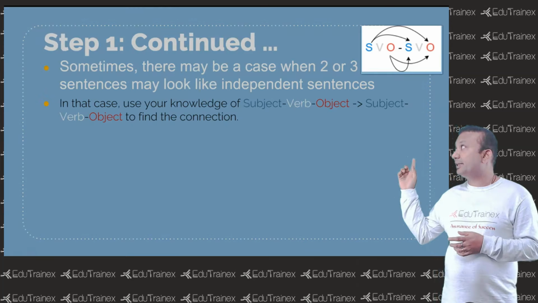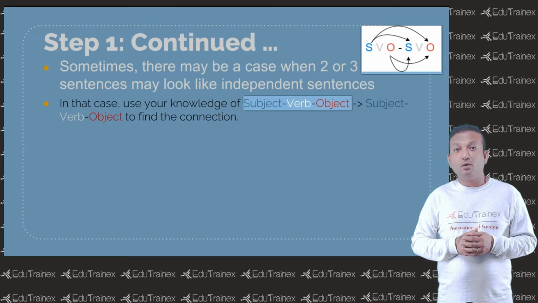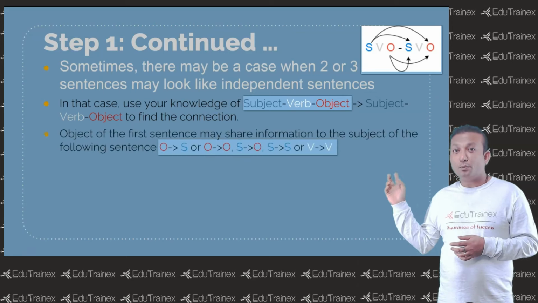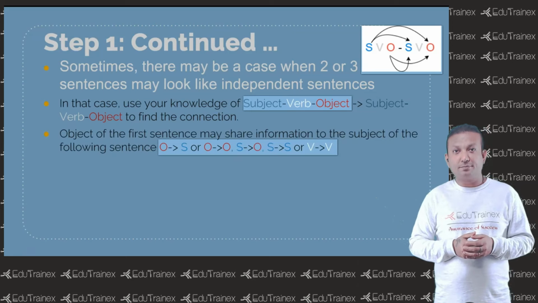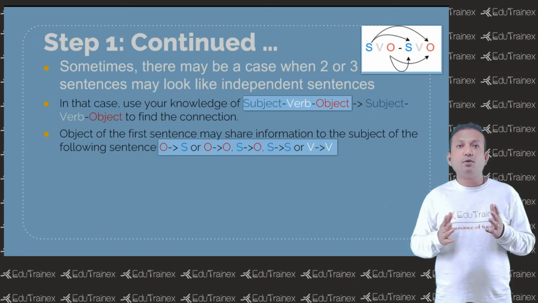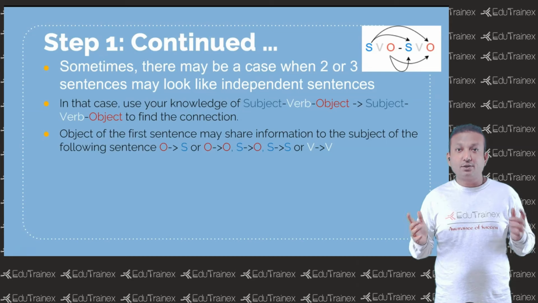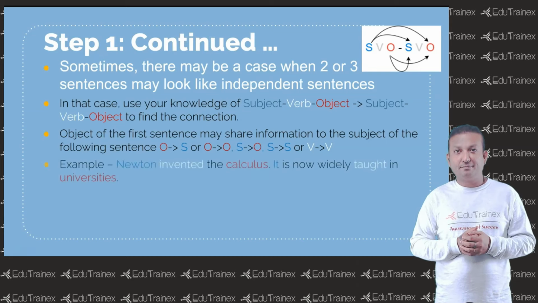See the picture on the screen. The subject is colored blue, verbs in white, and objects in red. See the connections, which show subject to subject, or subject to object, or object to subject, and object to object relationships. Even verb to verb relationships also exist. Let me show you some examples so you can understand what I mean here.